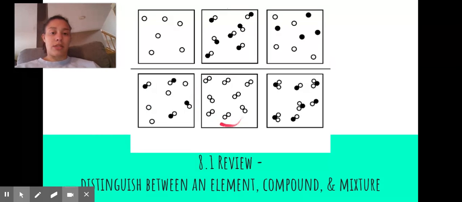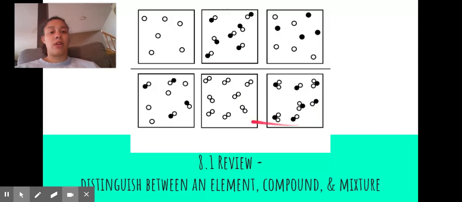And then the center one here, bonded together, two or more atoms. They are the same type of atom, so you could still call this our pure substance category, and you could call it a compound because they have a chemical combination to them.